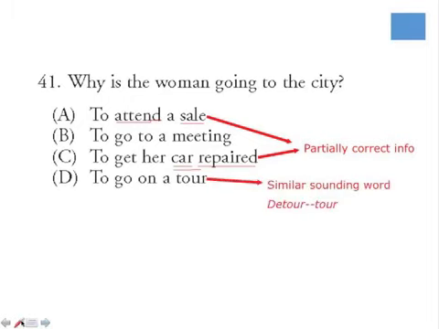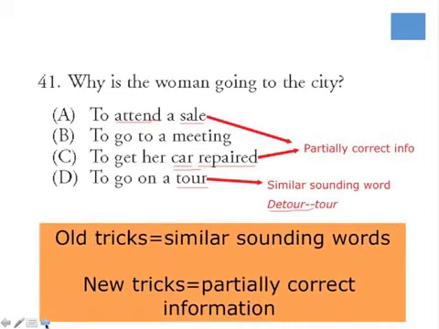Of course, we have an older trick, which is something we'll take a look at, and that is in D, we have the word tour, which sounds a lot like the word detour, which was used in the conversation. So, again, our old trick is that we will see from time to time similar sounding words. But our new tricks involve a little bit more listening, and especially paying more attention. So these new tricks of partially correct information will appear more often, starting with this section of the test.